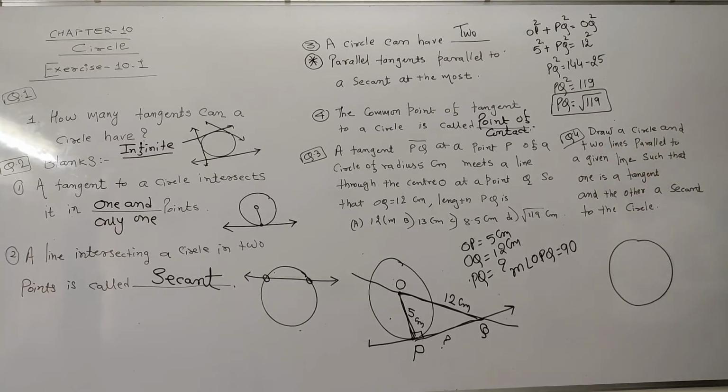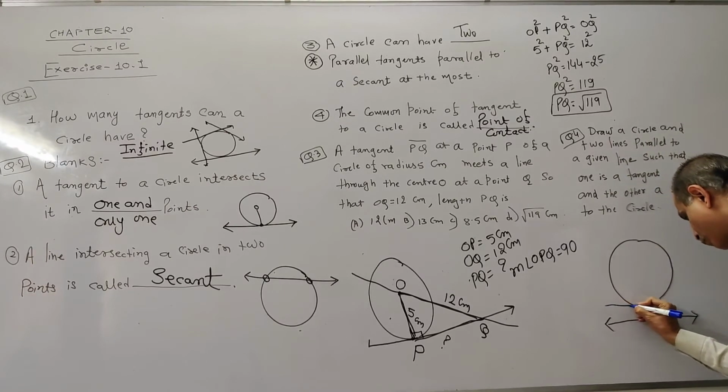And two lines. You have to draw two lines parallel to a given line. One line is given to you. Let me take this line as given to you. You can also draw it outside the circle. You can also draw a line which intersects the circle. You can also draw a line which touches the circle. I have drawn a line which is in the exterior part of the circle. So you have to draw a circle and two lines parallel to a given line such that one is a tangent. So you can draw one as a tangent.